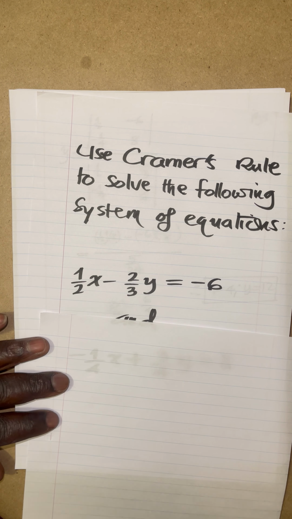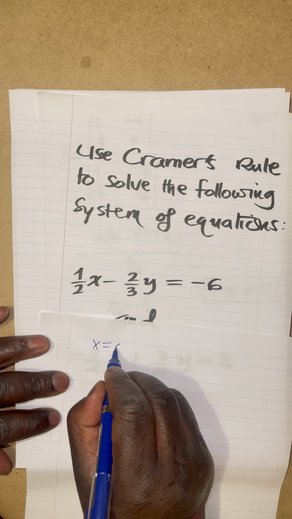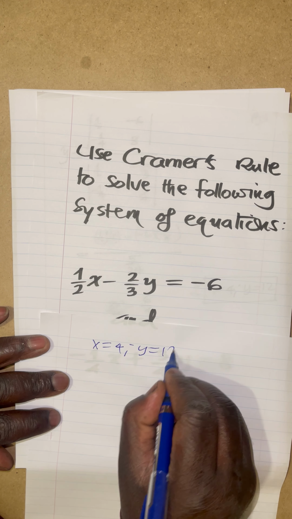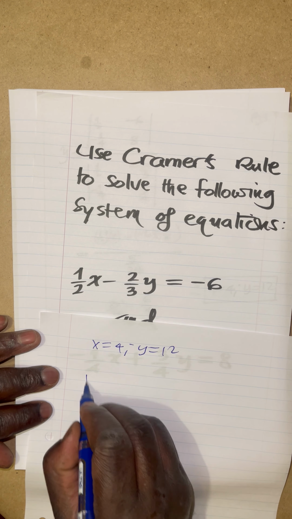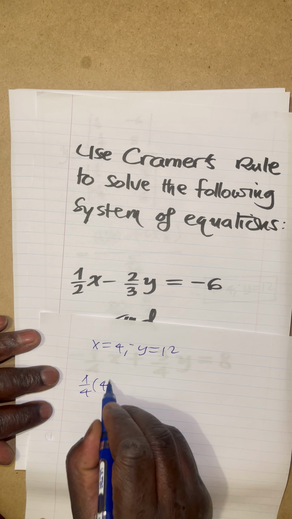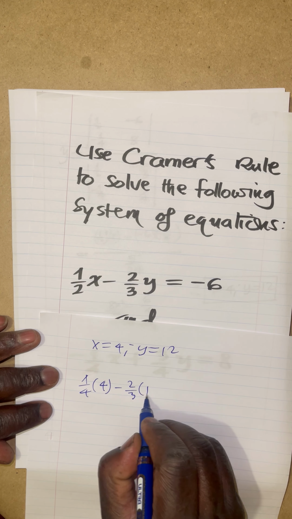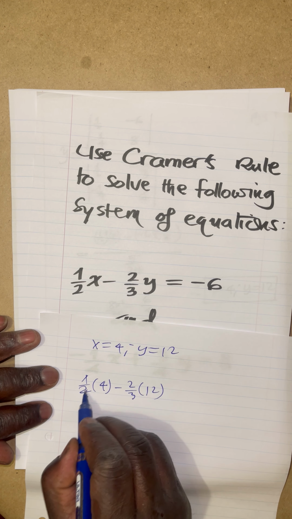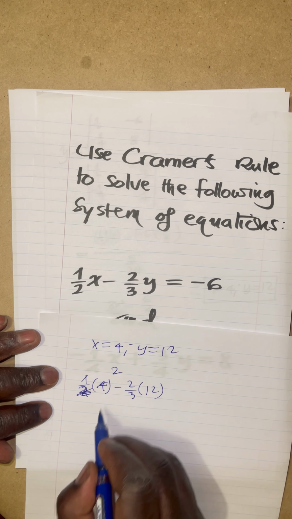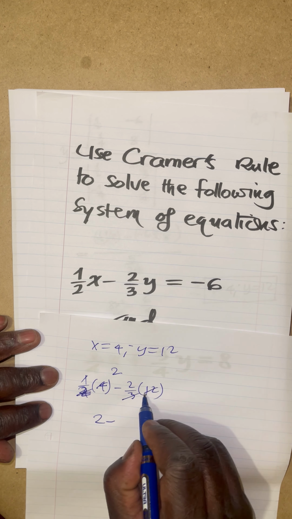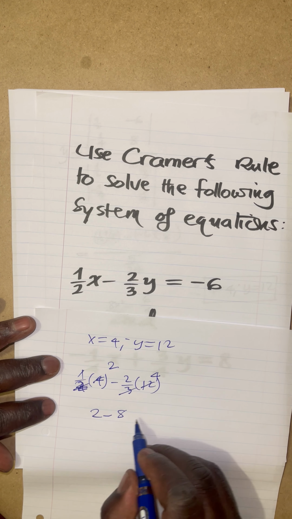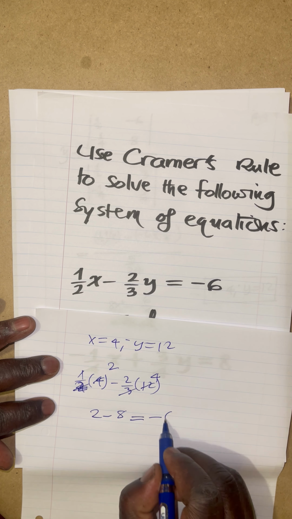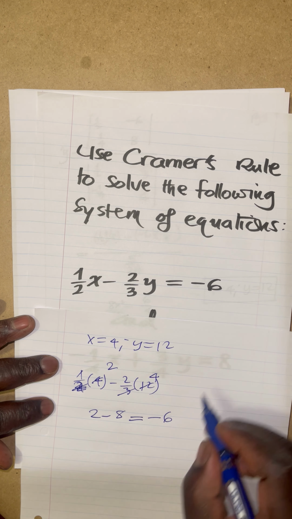So we're saying x equals 4, we know, and y equals 12. We're putting these two values in there and see if we get minus 6. So half of 4 minus 2/3 of 12. What is half of 4? 2. So 2 minus, 3 there, 4. 4 times 2 is 8. What is 2 minus 8? The answer is minus 6. So the first equation is satisfied.